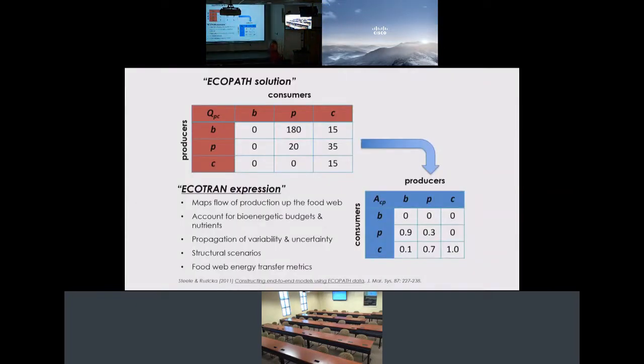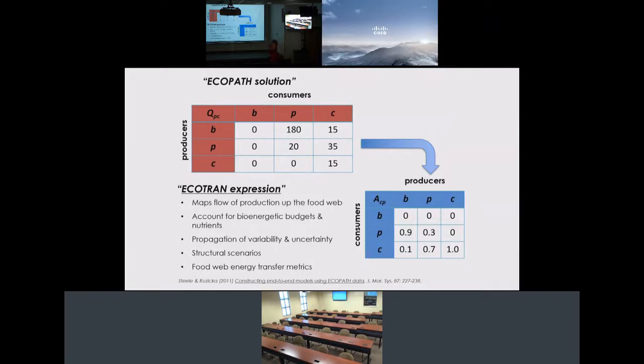Now, for those of you who are familiar with Ecopath, you know that it's designed to be a top-down model where the producers have to create enough energy or food for the consumers that you give biomass estimates for. So you consider it a top-down model. What Ecotran does is it flips that on its head and says, no, there only can be as many consumers as there's enough production to support. So it's a bottom-up driven model. So that's what we're looking at here: we take the Ecopath solution and then we map production up the food web rather than down the food web.